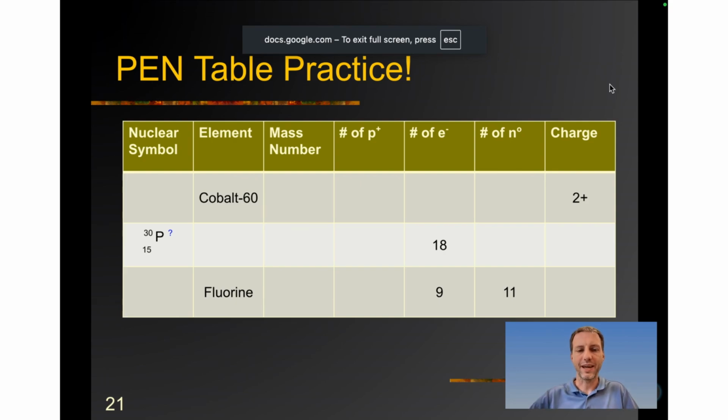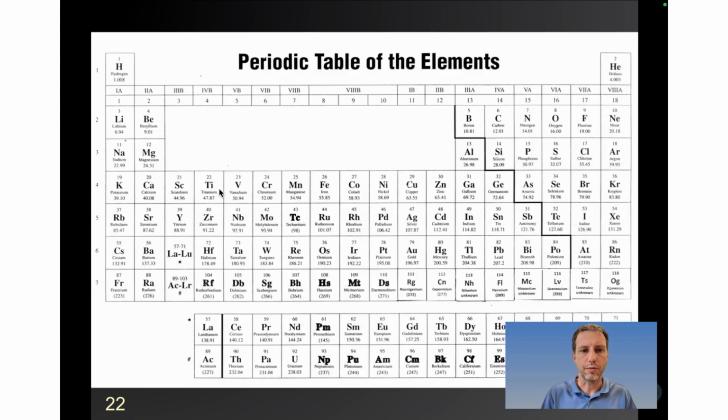Let's learn how to solve PEN tables. So my PEN tables are capital PEN, stands for proton, electron, neutron. So we're going to be dealing in those subatomic particles as we solve these. Well, in this example, we're given the element name, so cobalt. So we need to find cobalt on the periodic table.